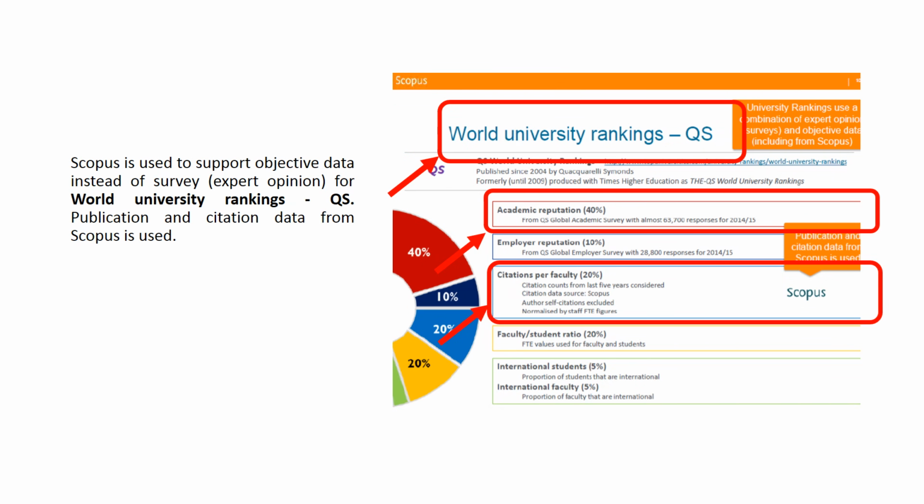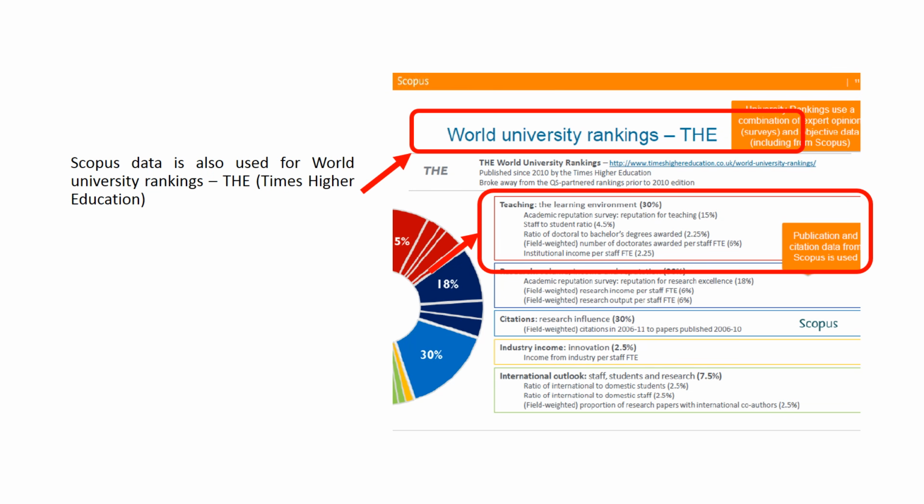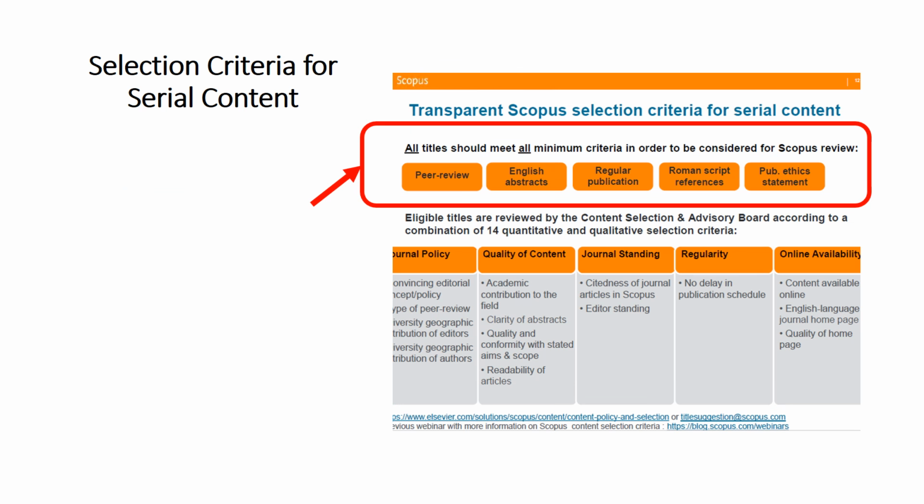Scopus is used to support objective data instead of surveys or expert opinion for the World University Ranking (QS). Publication and citation data from Scopus is used. Scopus data is also used for the World University Ranking by Times Higher Education. All titles in Scopus should meet all minimum criteria in order to be considered for Scopus review.